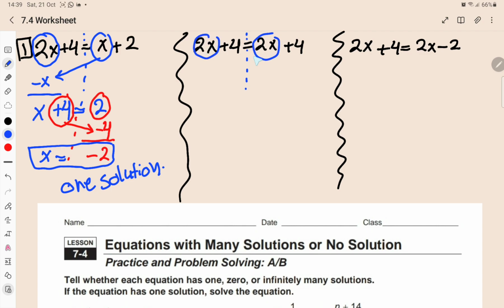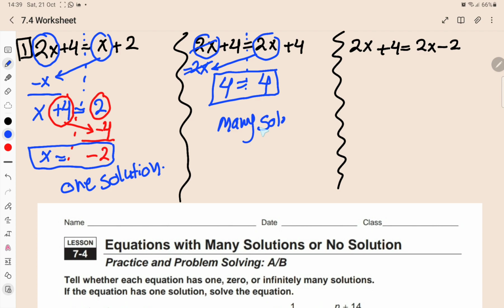2x and 2x. Move to x with negative. So what would happen is 2x minus 2x is 0. So it becomes 4 equals 4. Whenever you have a constant equal constant, this means that you have infinitely many solutions. What is the meaning of infinitely many solutions? It means that this x can equal 0, it can equal 1, it can equal 2, 5, whatever the number it is. So infinitely many solutions.